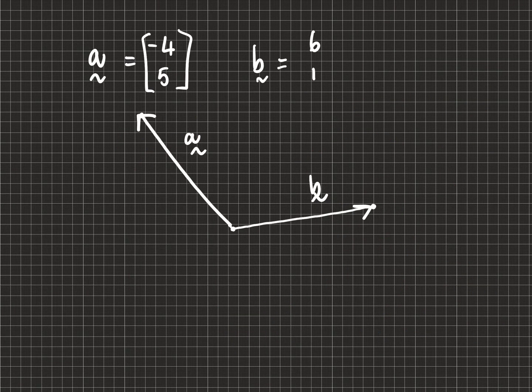Okay, let's do another example. Vector A is negative 4, 5, and vector B is 6, 1. If I'm looking for the projection of A onto B, well, we have the formula for it, but before we do that, let's spend some time thinking about graphically what it would look like.